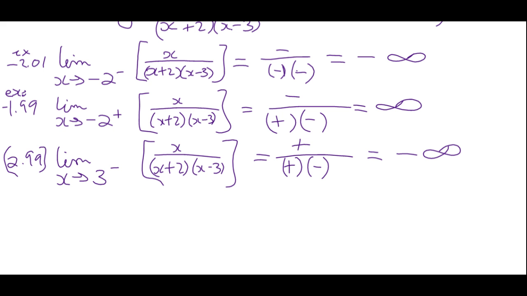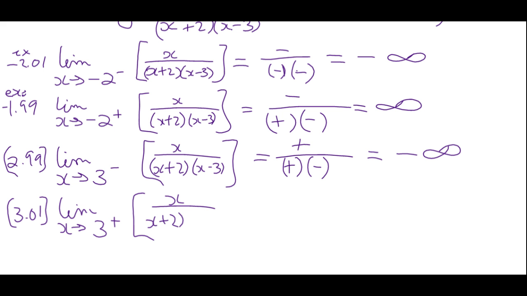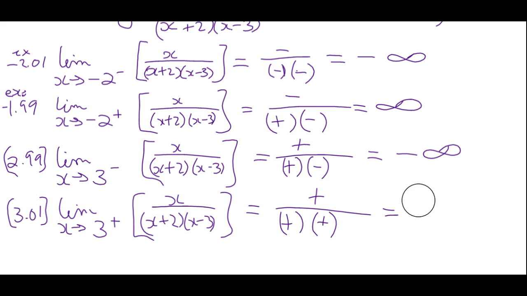And then, last one, the limit as x approaches 3 from above. We're going to use 3.01 in x over (x plus 2)(x minus 3). Well, that's positive because x is positive. It's approaching 3, 3 plus 2, positive. And something bigger than 3, minus 3, positive. And that's going to be infinity.